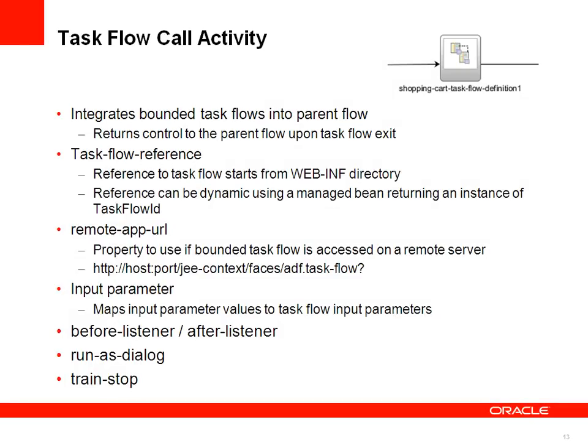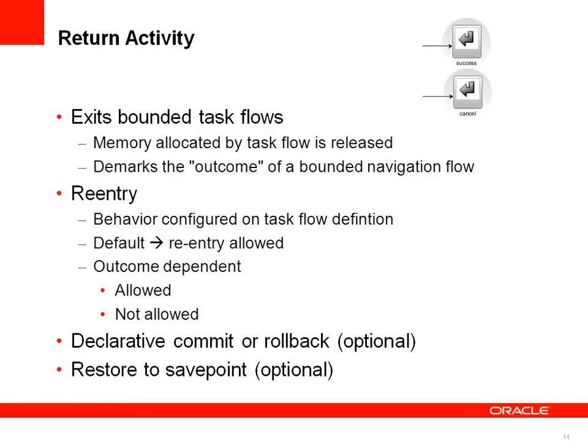And then you can specify a task flow call activity to become a train stop. So if you have a train model set up, then one of the stops that you can navigate to would be a task flow call activity, which would allow you then to navigate to another bounded task flow.